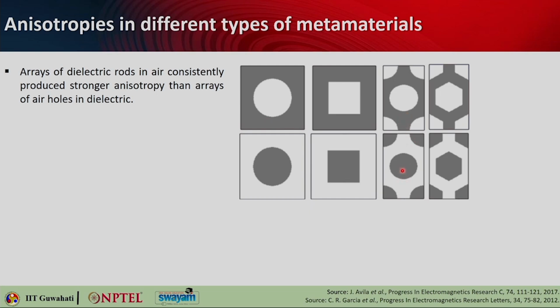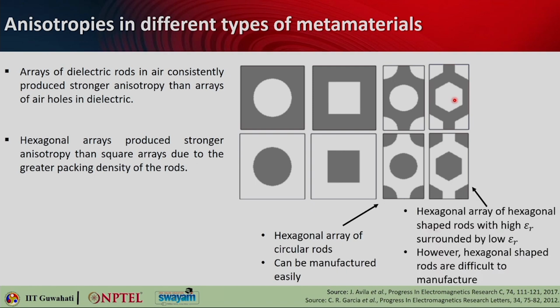This is basically a cylindrical rod in hexagonal lattice. This is a hexagonal rod in hexagonal lattice. These are the inverse structures where you have the white portion as the air, air holes. So, why are these different structures seen?